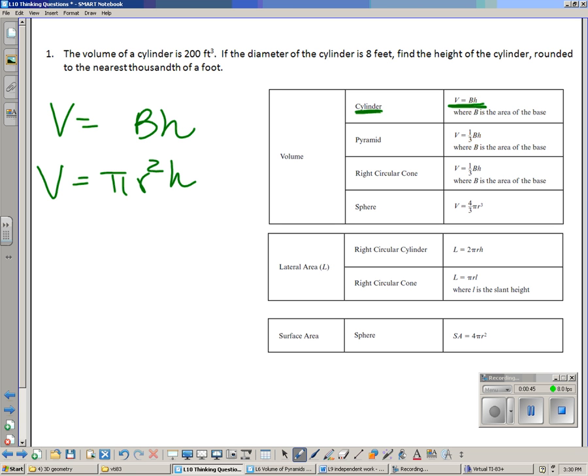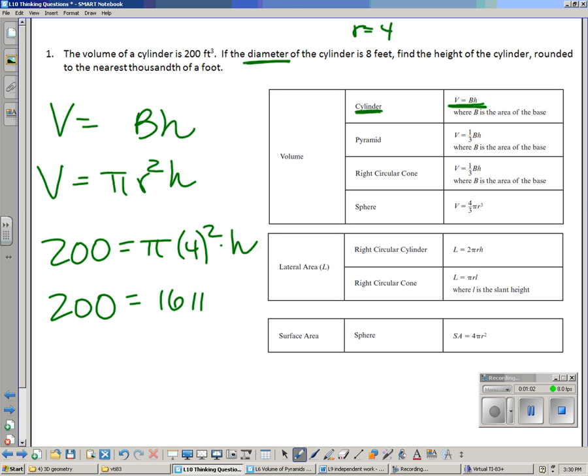And now they told us the volume was 200. Notice there is no pi there. That's important. 200 equals pi times, they told us the diameter is 8, which means the radius is 4, squared, times the height. 4 squared is 16, so we have 200 is 16 pi h. And now we want to find the height to the nearest thousandth, so we're going to divide by 16 pi. And h is equal to a number that we're going to get from our calculator.